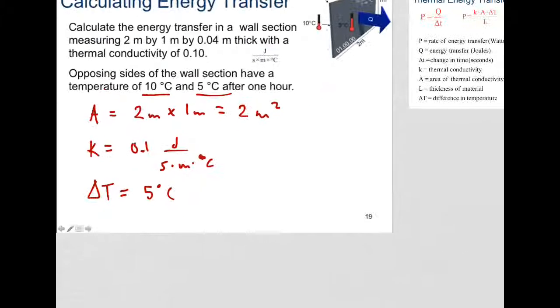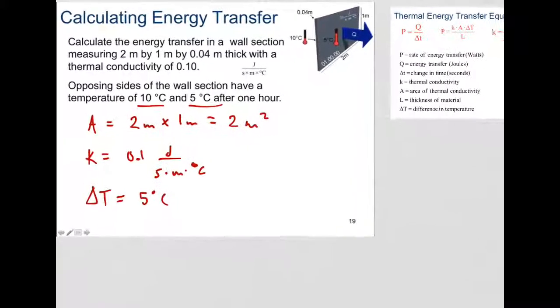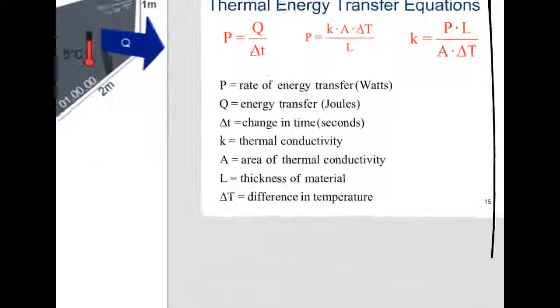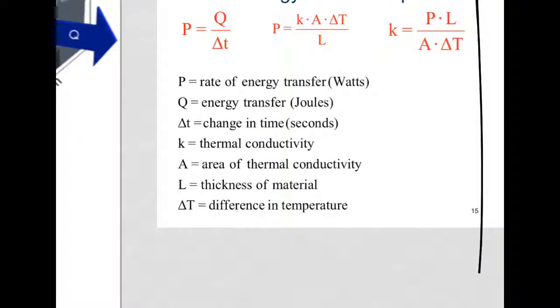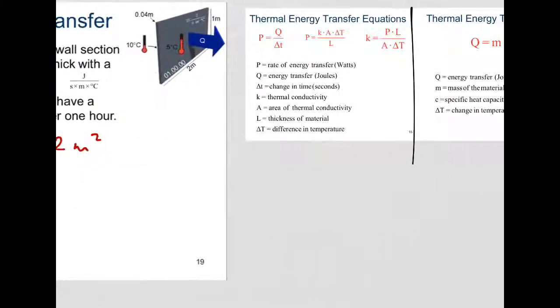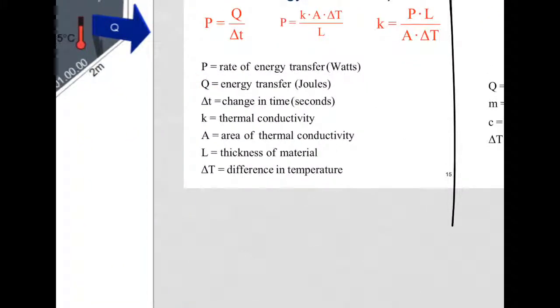So that's very nice. What else do we know? Is that all we know? Actually, let's see. We have the rate of energy transfer. I don't think we have that. Energy transfer, that's what we're trying to find, right? It says calculate the energy transfer. So I'm trying to find Q.